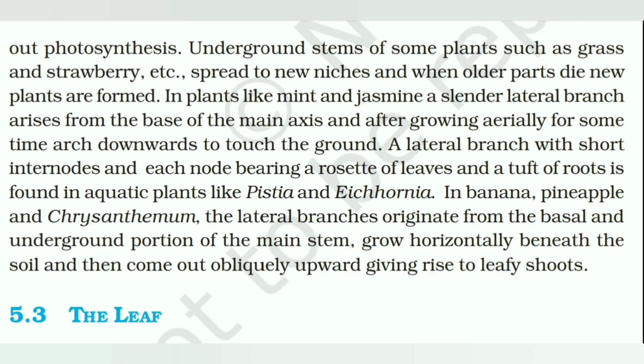Underground stems of some plants such as grass and strawberry, etc., spread to new niches, and when older parts die, new plants are formed. In plants like mint and jasmine, a slender lateral branch arises from the base of the main axis and after growing aerially for some time arches downwards to touch the ground. A lateral branch with short internodes and each node bearing a rosette of leaves and a tuft of roots is found in aquatic plants like Pistia and Eichhornia.